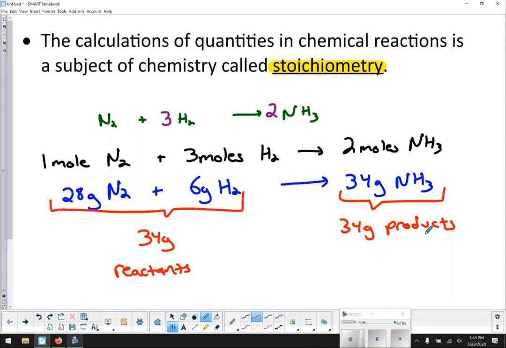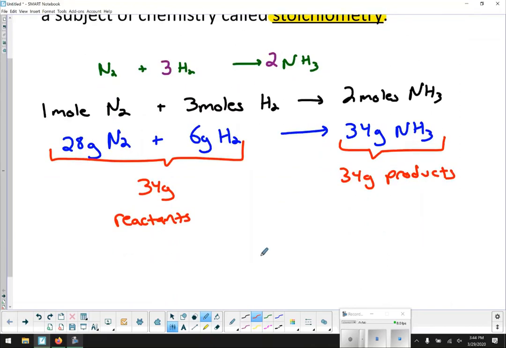Again, this is a balanced equation. We have the exact same number of nitrogens and hydrogens on each side. The rearranging of them doesn't change their mass, doesn't change their weight. So that is what we call conservation of mass. And it is the key to balancing equations and one of the keys to stoichiometry.